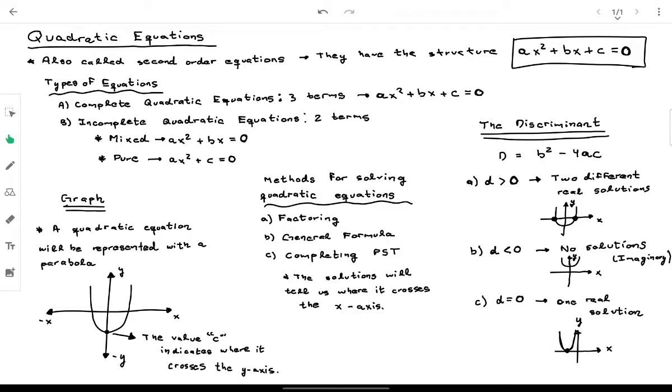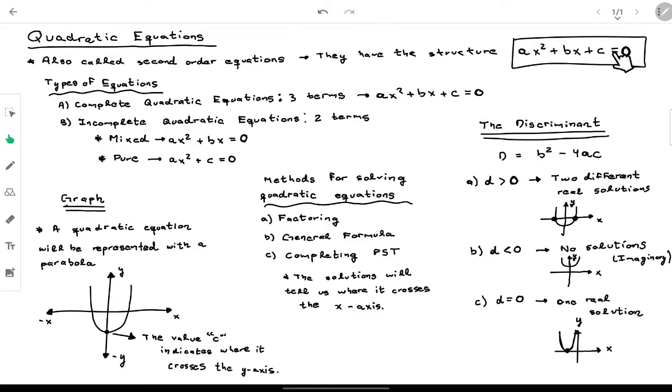Quadratic equations, of course, means it has a power of 2. That's why they can also be called second order or second degree equations. They have this specific structure: ax squared plus bx plus c equals 0. This one, ax squared, is normally called the quadratic term because it's the one that has the power of 2. The bx term is called the linear term because the power of x is 1. And this one that does not have x is normally called the independent term.